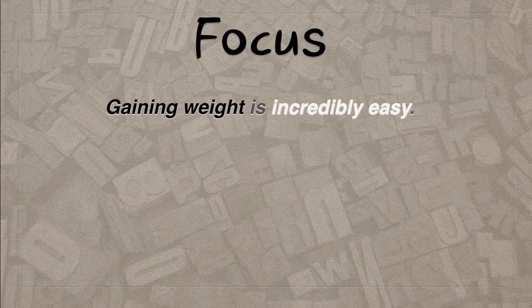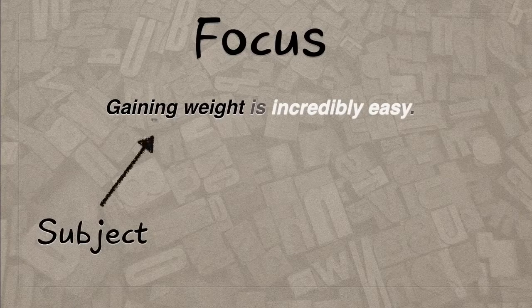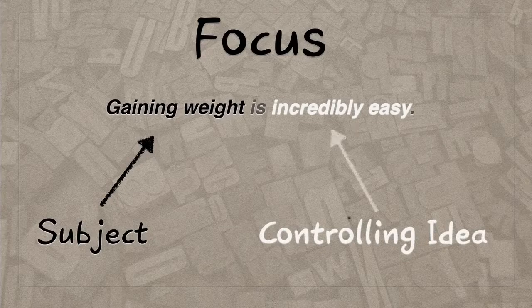You might also remember a previous paragraph on gaining weight. What was the topic sentence there? It was, gaining weight is incredibly easy. Now, this sentence is a simple sentence and easier to understand. Notice that gaining weight is our subject and it's first. And the controlling idea is incredibly easy. So we are focusing this part by using this controlling idea.